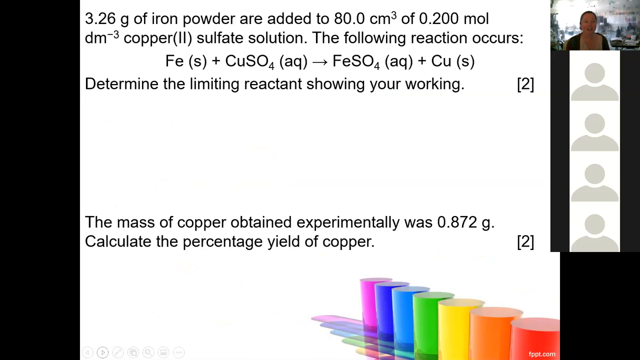So here we've got some grams of iron added to a solution of copper sulfate. Figure out the limiting reactant. I'm going to skip ahead a little bit and I see I'm looking for mass of copper. So I'm going to do something with copper in my limiting reactant math. So tell me where to start. What should we do first?